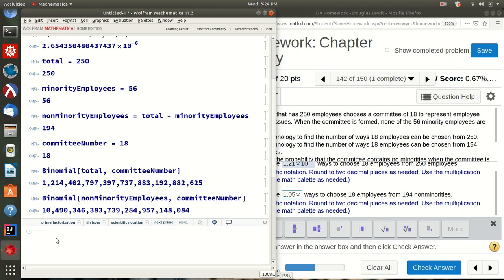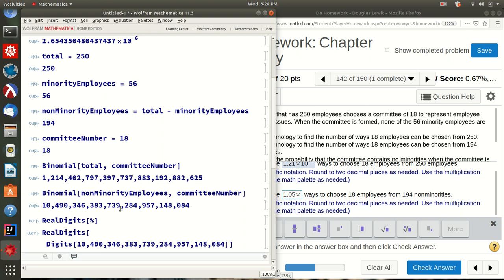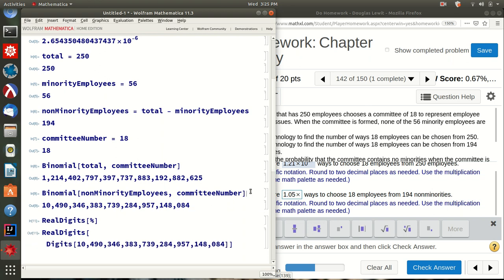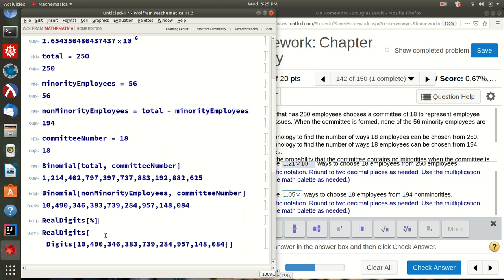How many digits do we have? Digits of... the percent sign refers to the last answer in Mathematica. Oh, that's not quite the command. Let's do real digits. Oh, that's not going to work either. Hold on. Let me enter this one more time. Okay. So real digits.